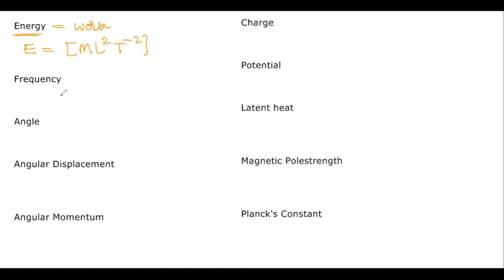And frequency, the next one. Frequency is indicated with n. Frequency is the reciprocal of the time period, so n is equal to 1 by T. T becomes numerator, so you will get T^-1 as the dimensions of frequency.